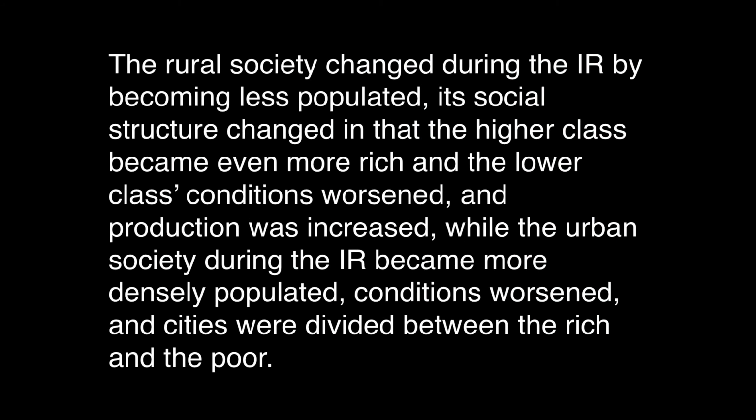The rural society changed during the Industrial Revolution, becoming less populated. Its social structure changed in that the higher class became even more rich and the lower class's conditions worsened, and production was increased. While urban society during the Industrial Revolution became more densely populated, conditions worsened, and cities were divided between the rich and the poor.